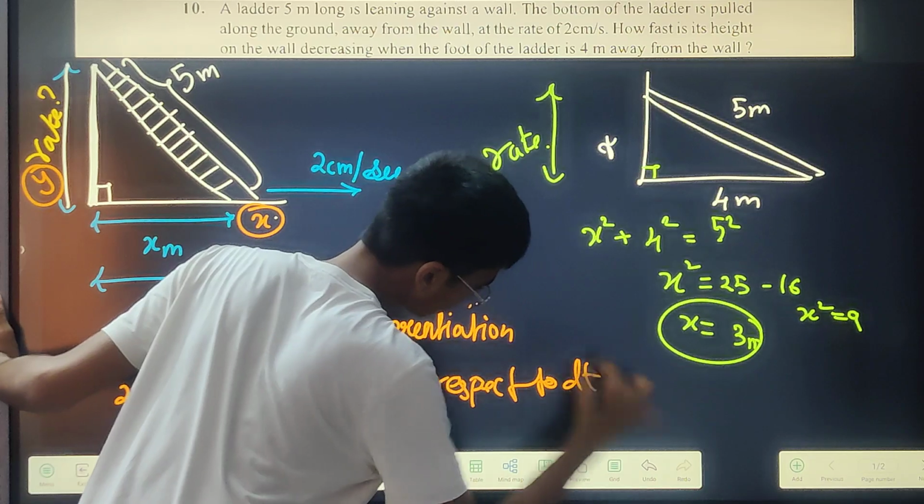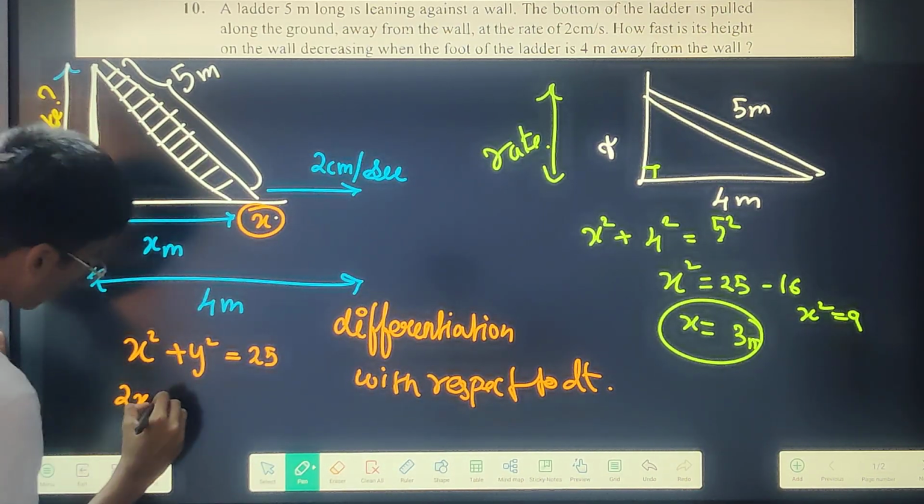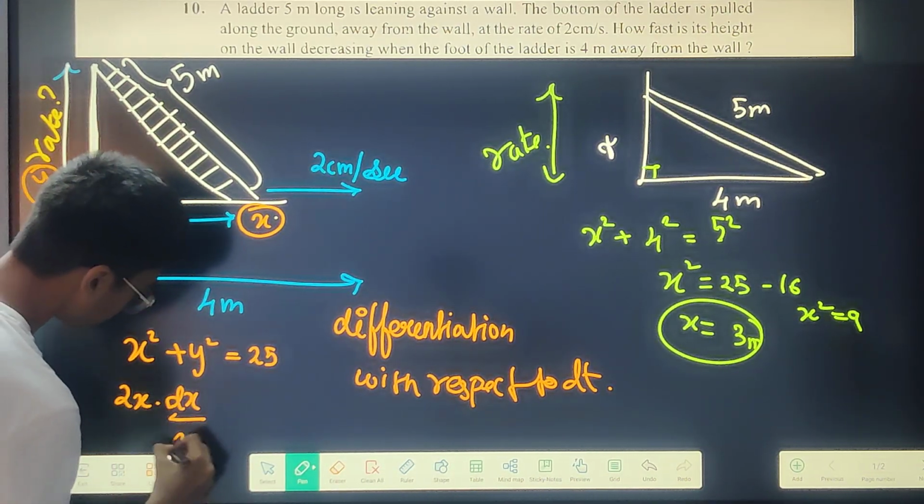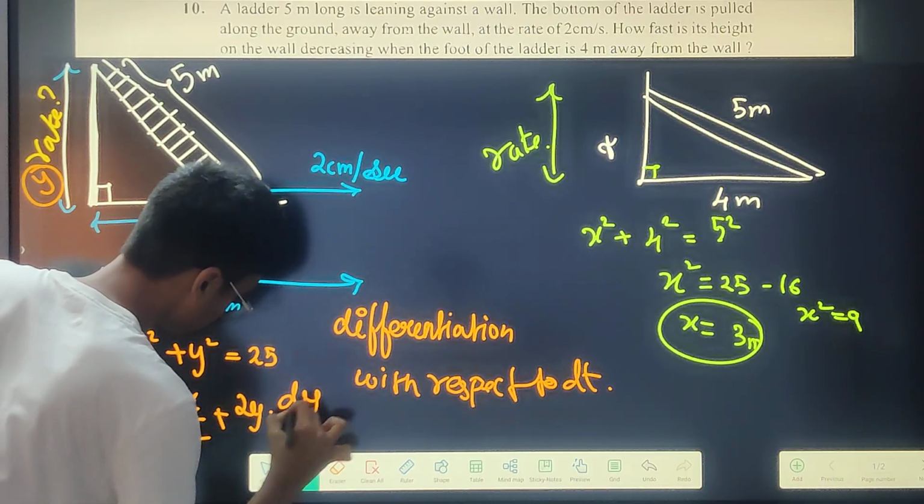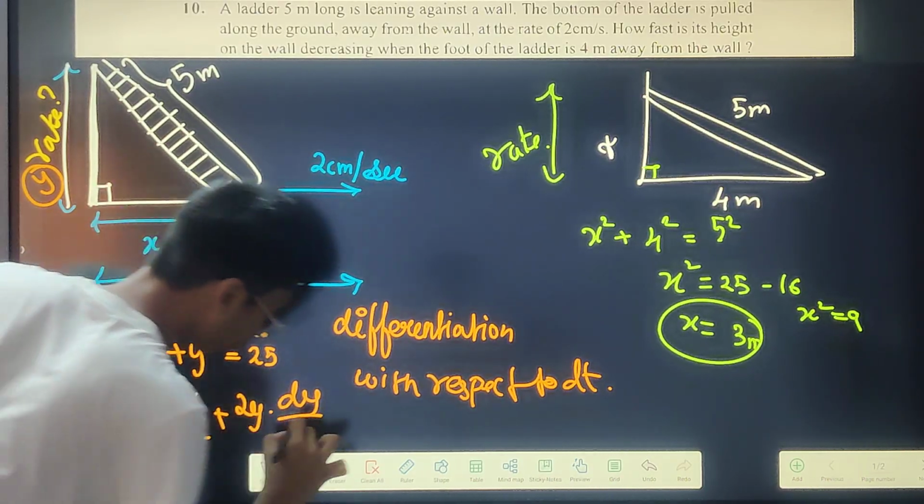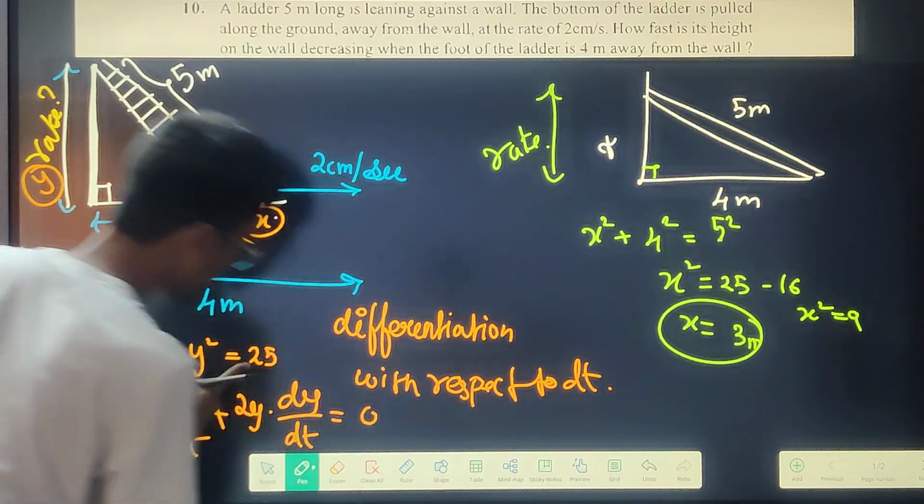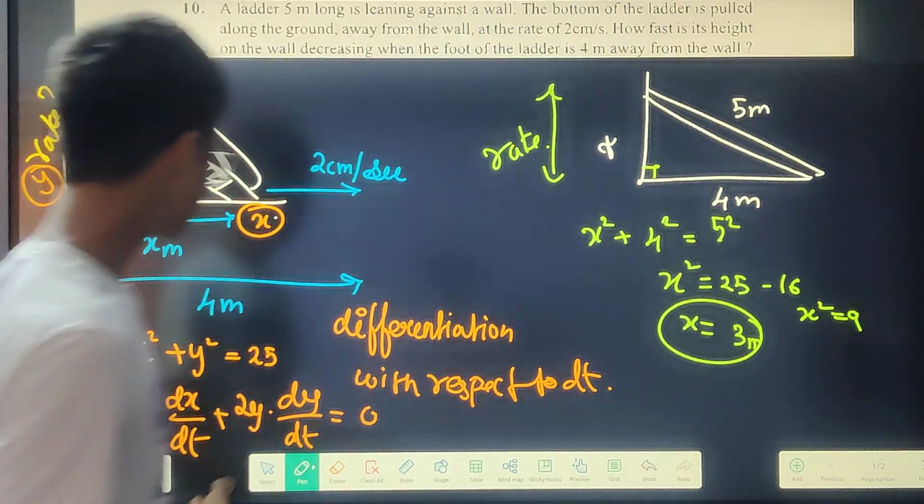So 2x into dx by dt plus 2y into dy by dt is equal to 0, because 25 is a constant, so it is going to be equal to 0.